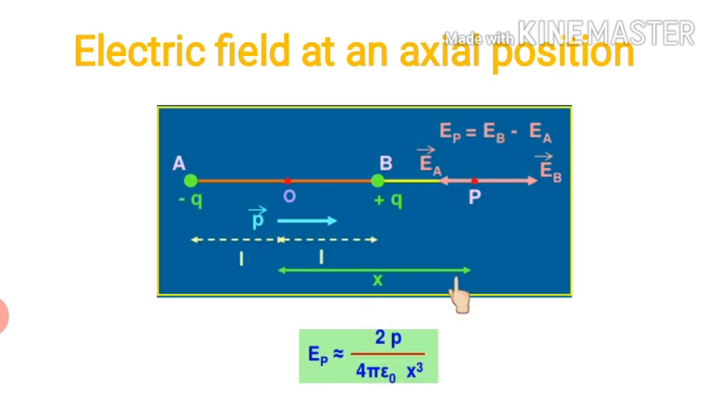Here P is the dipole moment, and x cube, what is x over here? X is the distance of point P from O. O is the center of an electric dipole. So this is an expression for an electric field due to an electric dipole at an axial position.